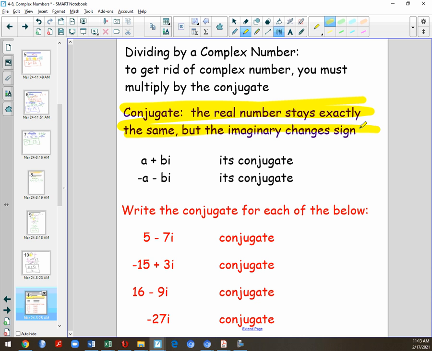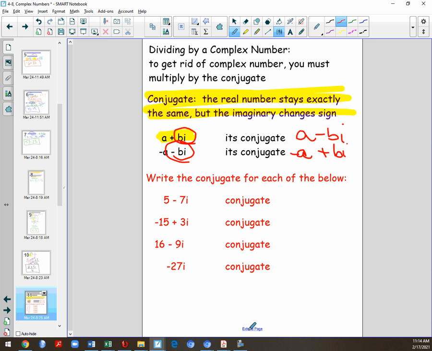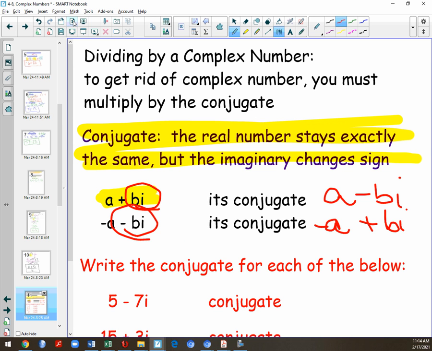The complex conjugate, if I have a plus bi, its conjugate is going to be the opposite of the imaginary number. You keep the real number, but you change the sign of the imaginary number from plus bi to minus bi. Now, the conjugate of -a minus bi means I keep the real number, but I change the imaginary from minus bi to plus bi. So let's keep doing that here so that you are aware.